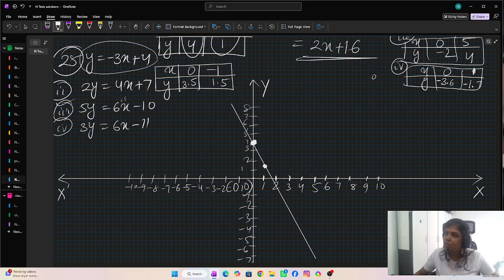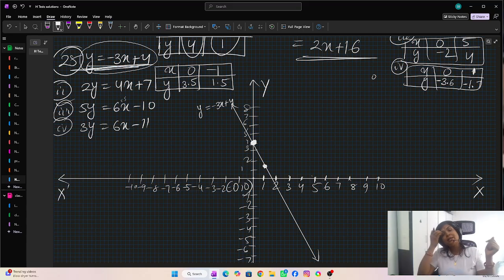Now this line you have drawn, you will write as y = -3x + 4. For the first equation, we found the 2 points and drew the line. First, plot the points on the graph, join the 2 points extending both sides, and name the graph. Graph means here the line. The graph name is y = -3x + 4.